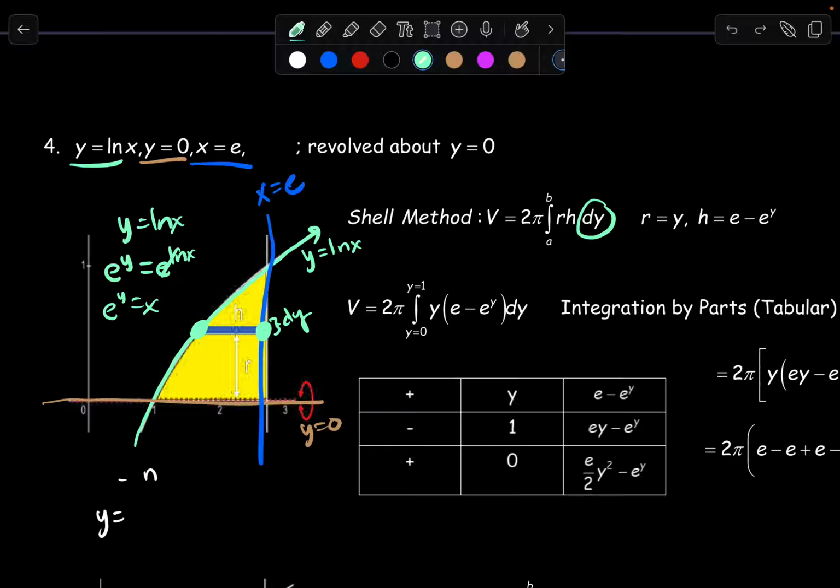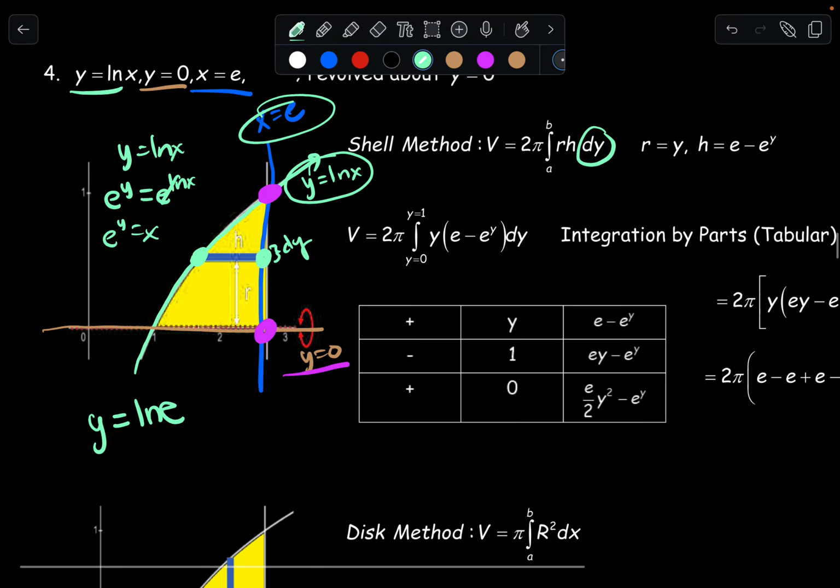Once we have our r and our h, we can go ahead and plug it into the integrand. So we have y times e minus e to the power of y. Bounds of integration are going to be vertical since we are integrating with respect to y. We already have this lower bound, which is y equals 0, so that will be our lower bound. Our upper bound is where these two intersect, okay? I know x is equal to e, and then our function is y equals natural log of x. So we can just substitute e in for x. Natural log of e is going to be 1, so that will be our upper bound.